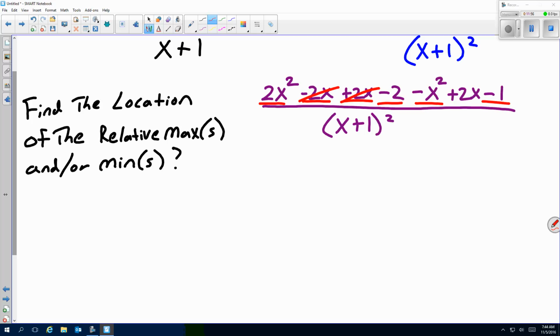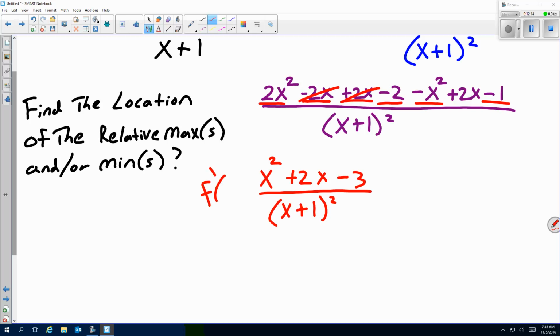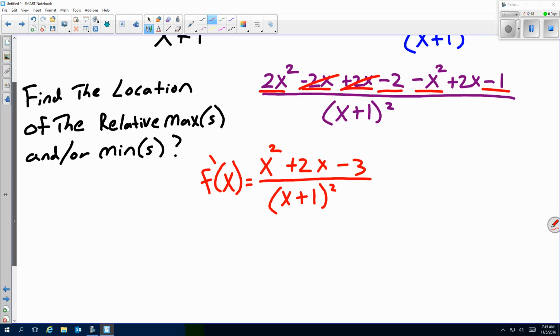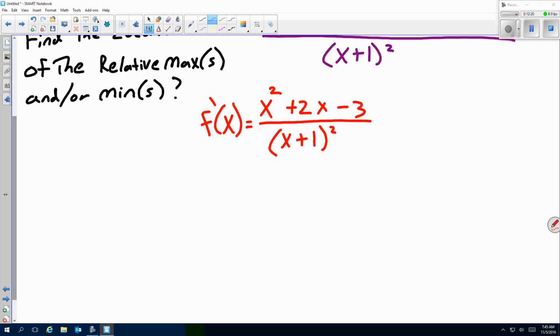Right there. And I can write this as 1x squared plus 2x and then minus 3 all over x plus 1 squared. Okay? This is my f prime. F prime of x equals. Now, we took a derivative, and hopefully what we did is we set it equal to 0.